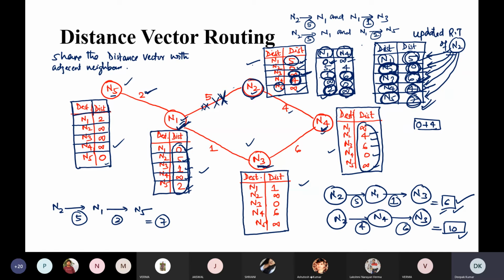This link is disconnected, so this information should be known to the other nodes N5, N3, N2 also. Everyone should know this. That's why all the time this sharing of distance vectors is taking place, so it is also called an adaptive type of routing algorithm.